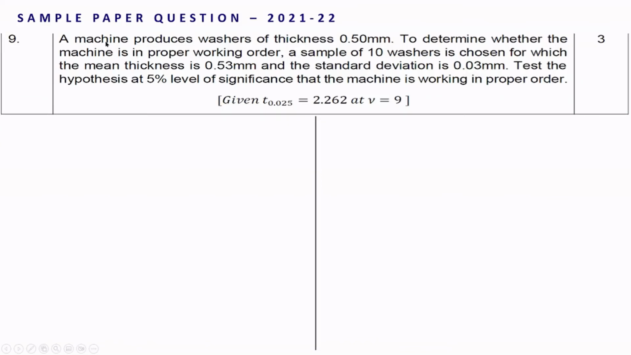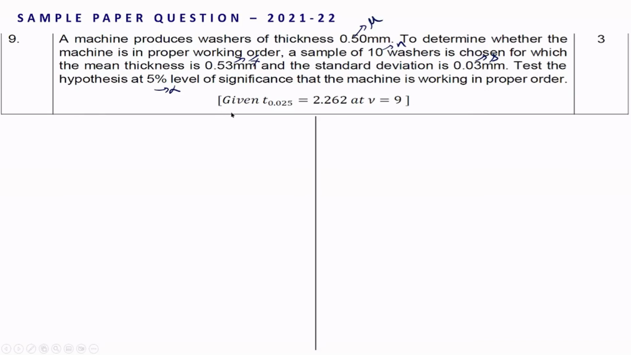So here it is given a machine produces washers of thickness 0.5 millimeter. So this is the mean thickness, the population mean mu. We have to determine whether the machine is working in proper order when a sample of 10 washers were taken. It showed a mean thickness of 0.53 millimeter. So this 10 is the sample size, 0.53 millimeter is the sample mean x bar, and standard deviation 0.03 millimeter is the sample standard deviation small s. We have to test the hypothesis at 5% level of significance. So alpha is 5%.